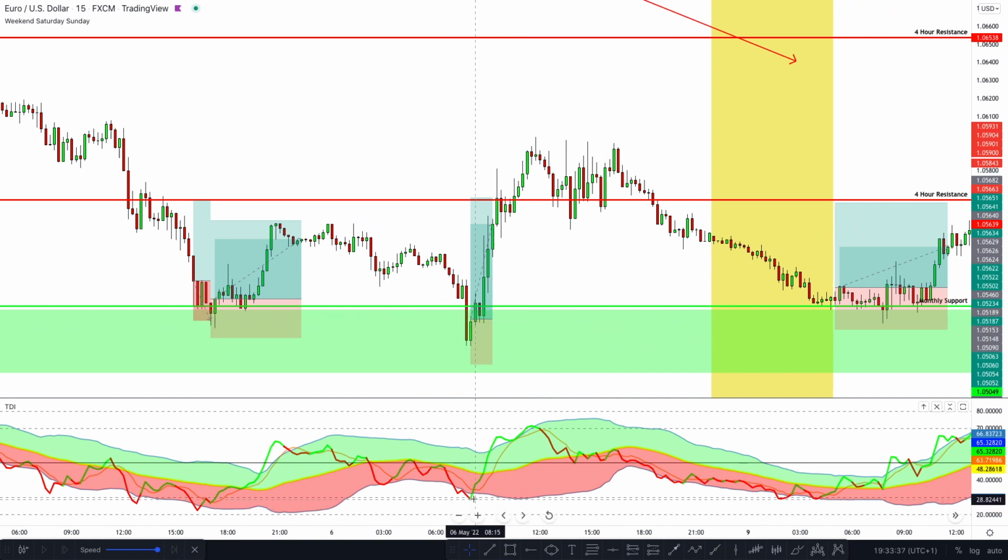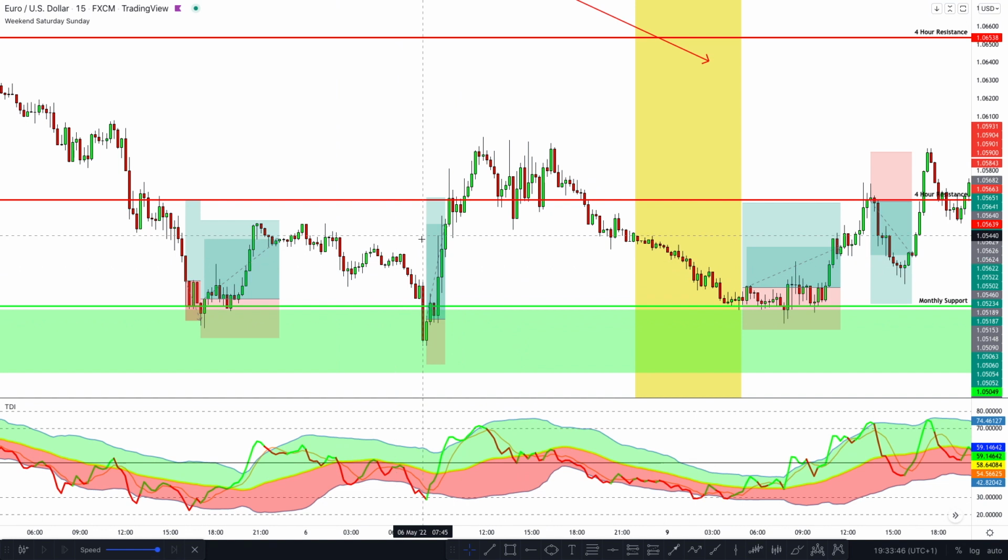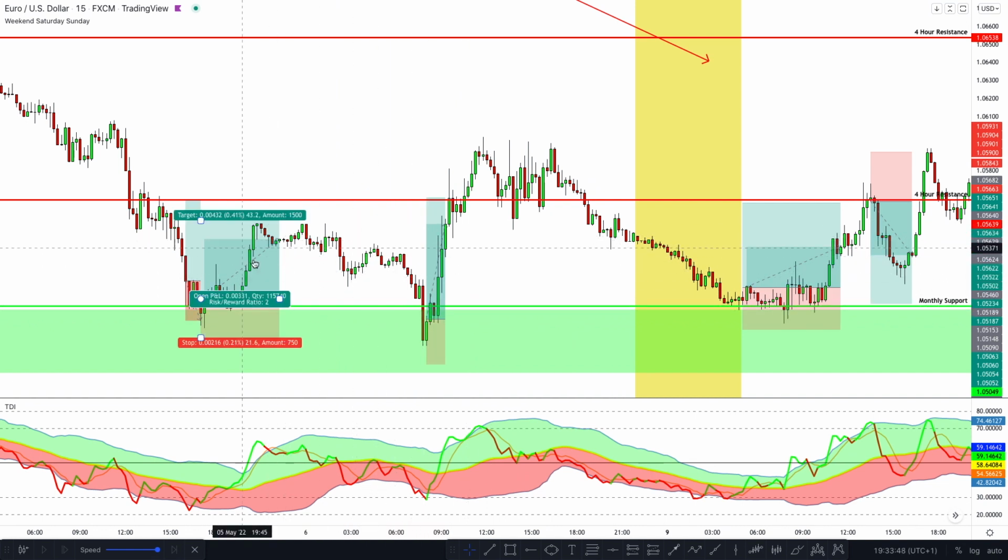As you can see, the TDI hit the 30 region right over here, gave us an entry when it turned green, and you can see the market did hit this level here, and we would have been back up. So now we would have been back up to 9 and down by 2.